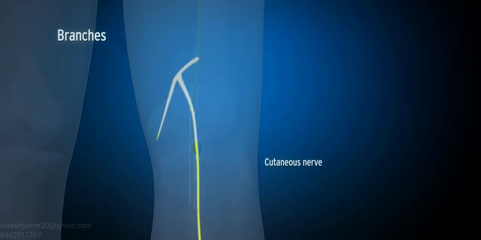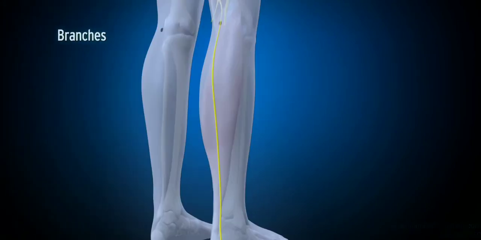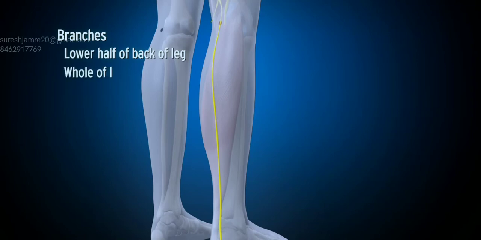Cutaneous nerve is called sural, which originates in the middle of the fossa and leaves it at the inferior angle. It supplies the skin of the lower half of back of leg and whole of lateral border of the foot till the tip of little toe.